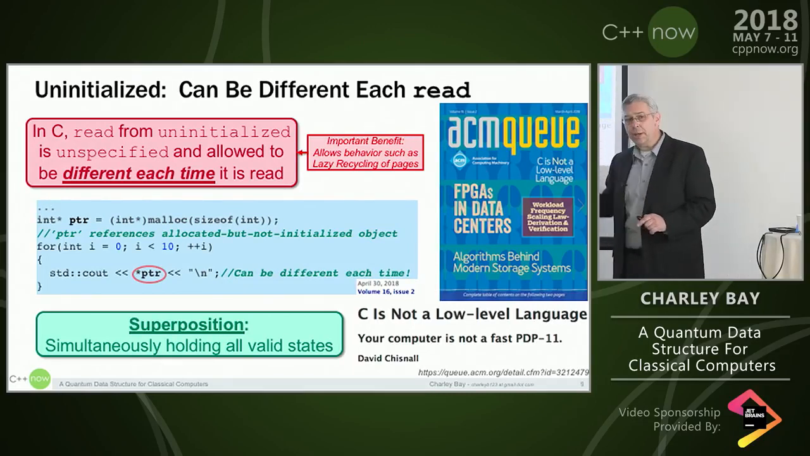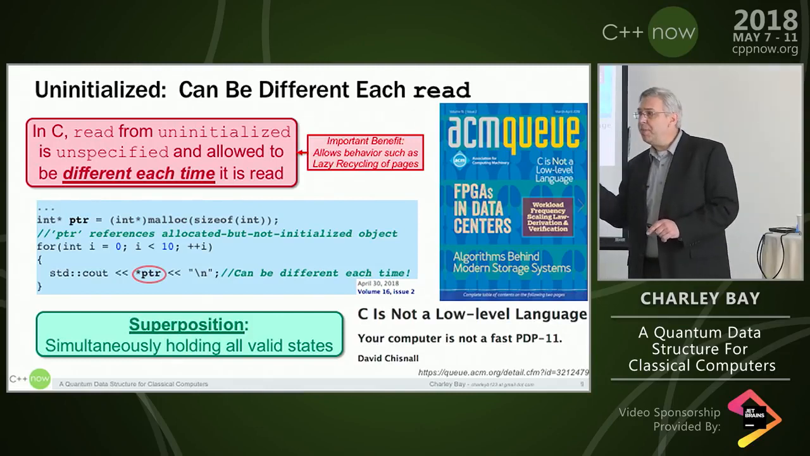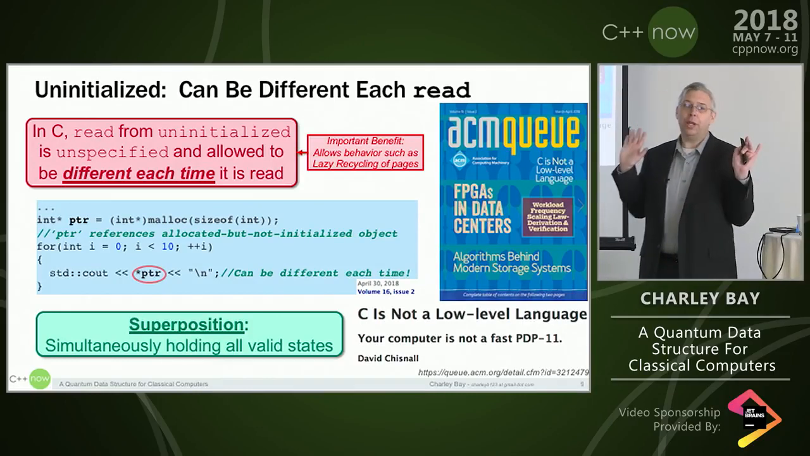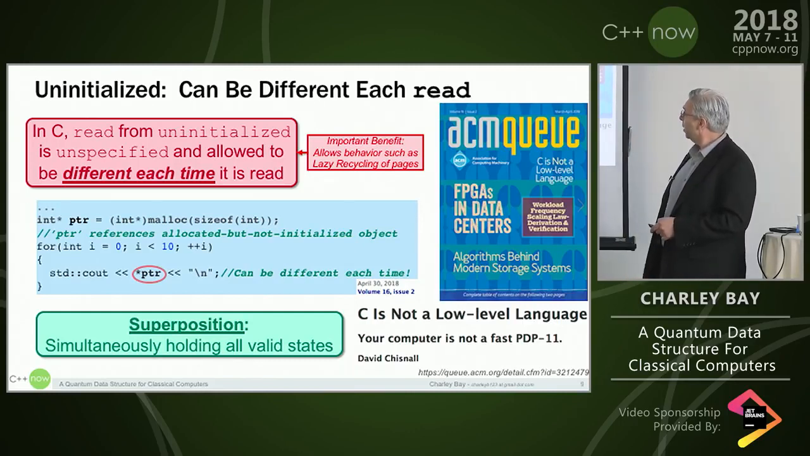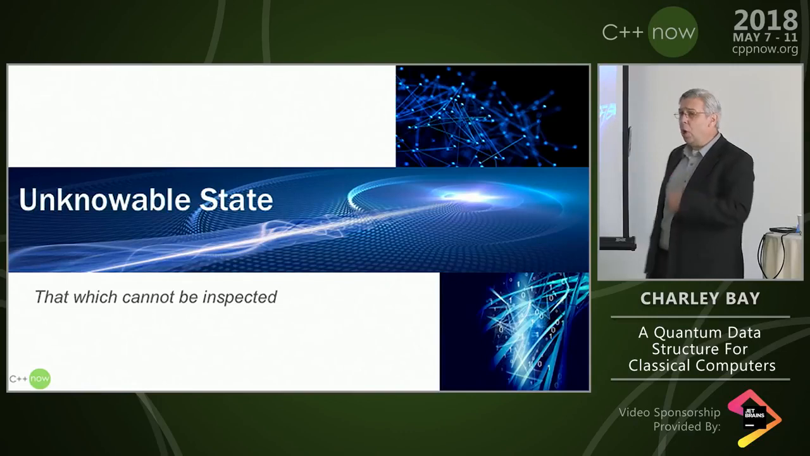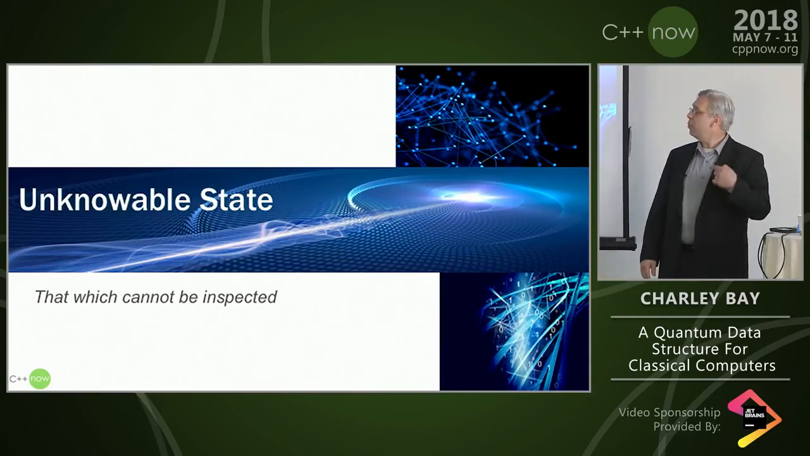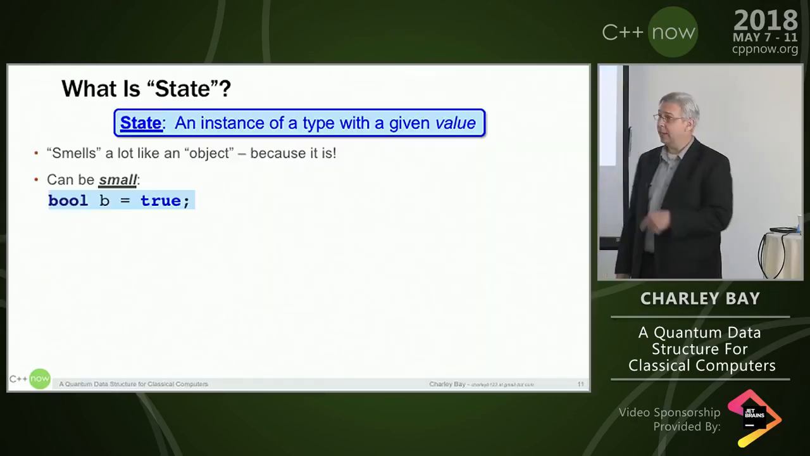So this is the idea that there's that integer, but its value is changing even though we're not doing anything with it. It's representing more than one state. And that's in a recently published article. So, unknowable state, state that we can't know about. We can't inspect it. It's there.